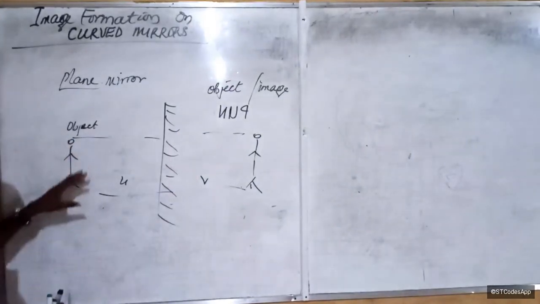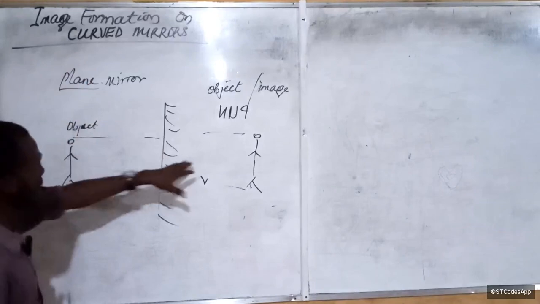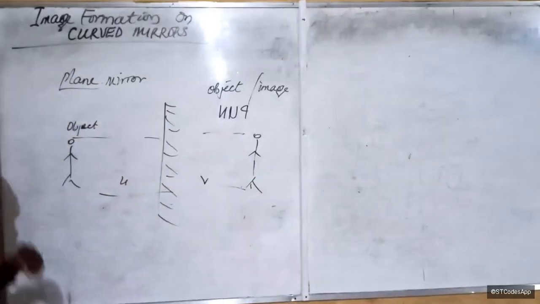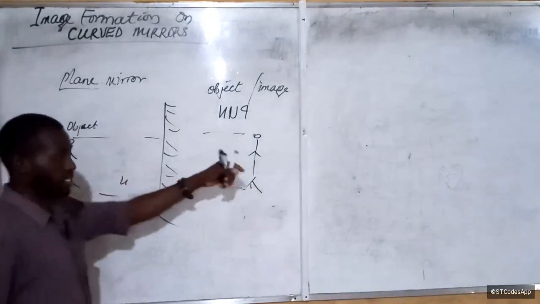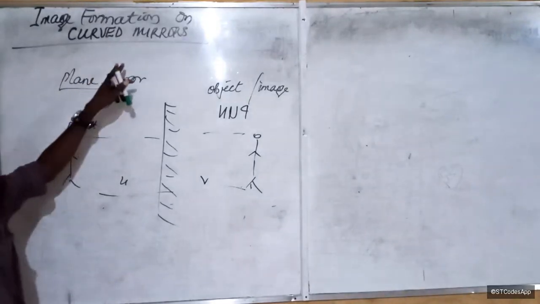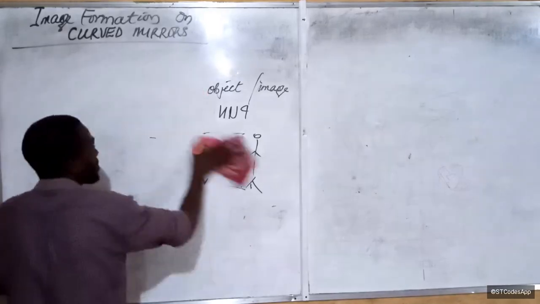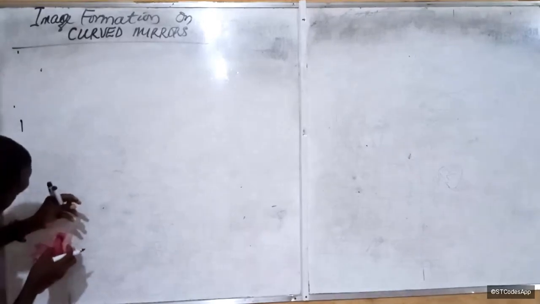There is also the fact that we talked about the height and the distance. The image on the plane mirror is formed behind the mirror, and the image is erect. Is that okay? These are the properties we are going to be observing in the images formed when we use a curved mirror. Now, there are two types of curved mirrors. We have the concave mirror and we have the convex mirror. We have the concave mirror.